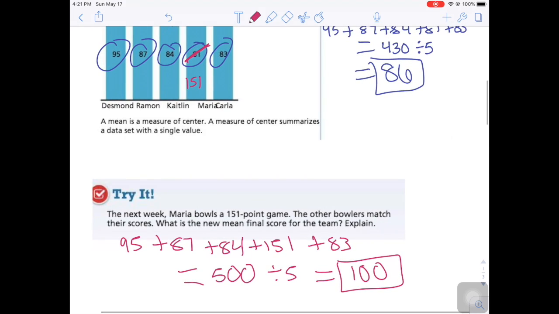So that kind of shows you guys how even just one different score can really change the average of that data. She really increased her score. She went from 81 all the way up to 151, and that really increased our average. You can kind of see how that impacts the average of a whole team.